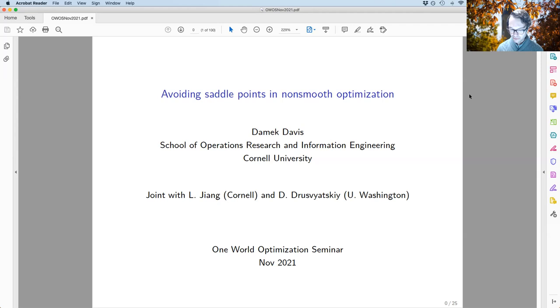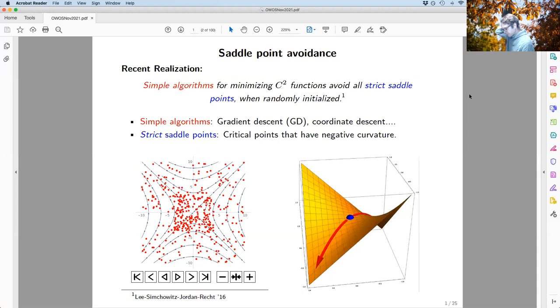So the talk is basically motivated by the excellent empirical performance that we see for very simple algorithms, things like stochastic gradient methods in machine learning, for training things like deep neural networks. After people started seeing this in the last decade, they codified it as a theorem: simple algorithms for sufficiently smooth optimization, things like gradient descent and coordinate descent, avoid all strict saddle points of the functions that we're trying to optimize.